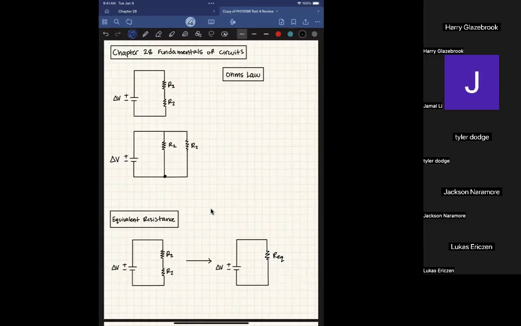So we're going to start with chapter 28, fundamentals of circuits. This chapter is actually going to be pretty quick, but there are a couple things you can get confused on, so I want to iron those out today. Just to start here, with Ohm's law. So Ohm's law.